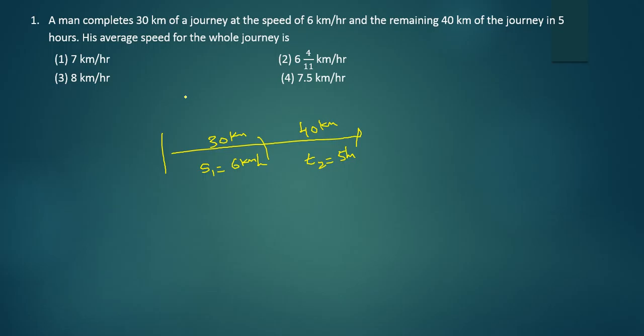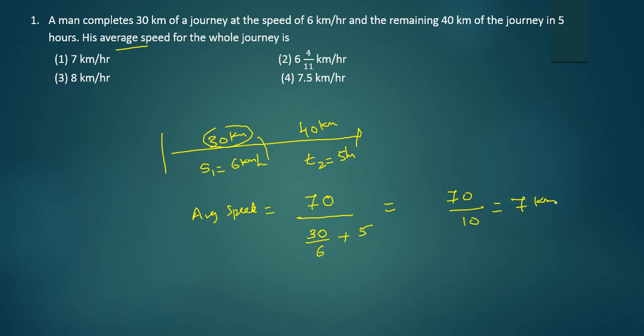Simple. We know that average speed equals total distance traveled by total time taken. What is the total distance traveled? 30 plus 40, which equals 70. This is the total distance traveled by total time taken. So total time is nothing but 30 by 6 plus 5, because here I know the time. Here how will I find it? Distance by speed. So 30 by 6, I will get this. So simply you will get 70 by, 30 by 6 is how much? 5, plus 5 is 10. 70 by 10, which equals 7 km per hour.